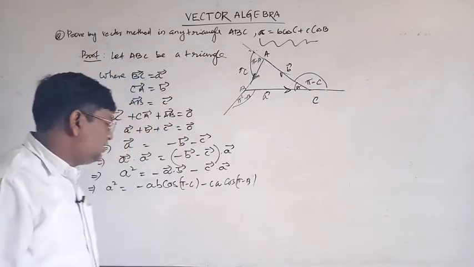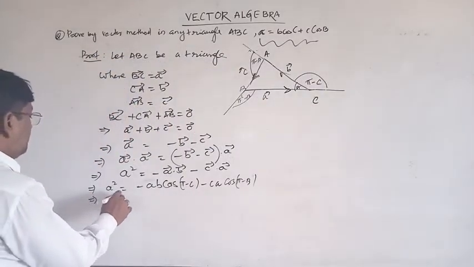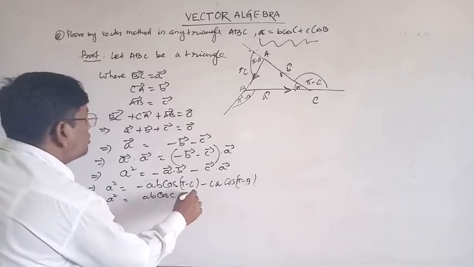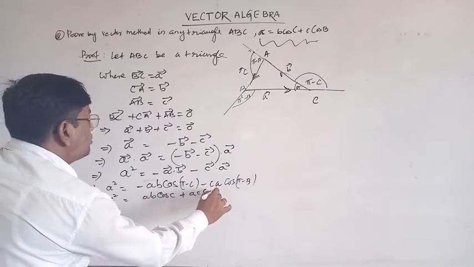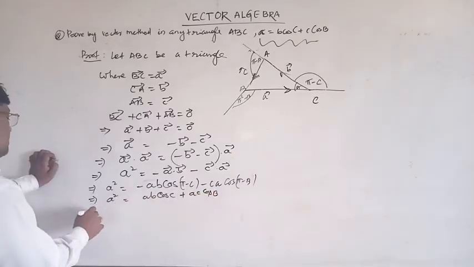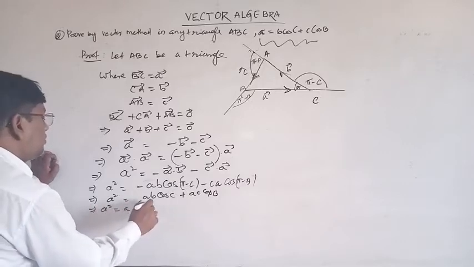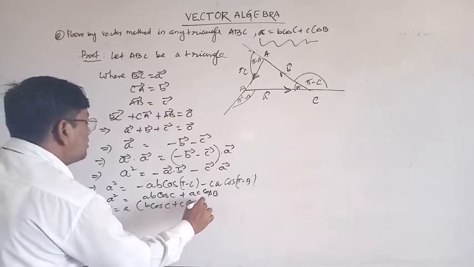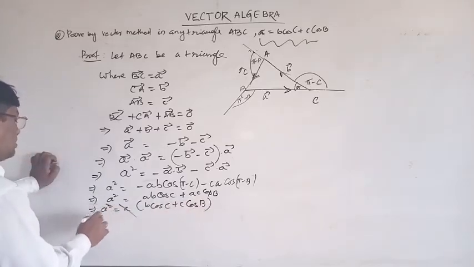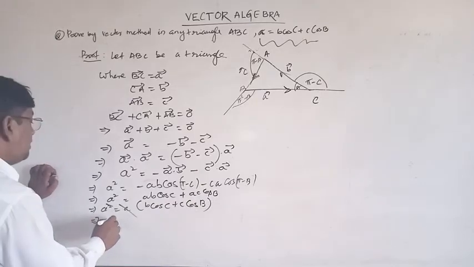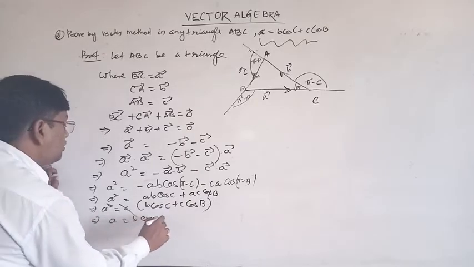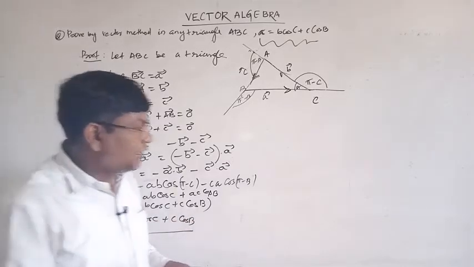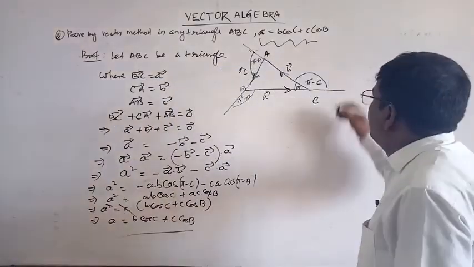Now A square is equal to AB cos C plus AC cos B. So take A common and cancel. A square is equal to A into B cos C plus C cos B. So A cancels, and A is equal to B cos C plus C cos B. This is one of the projection formulas.